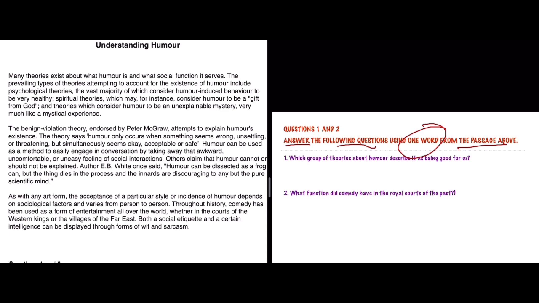Let's look at question 1. Which group of theories about humor describe it as being good for us? What are the key words here? Group of theories and being good for us can be considered key to this sentence. Question number 2. What function did comedy have in the royal courts of the past? The function of comedy in the royal court of the past. Now we've looked at both question 1 and 2, which we'd do in an ideal test. Let's go back to our passage and read at normal speed.